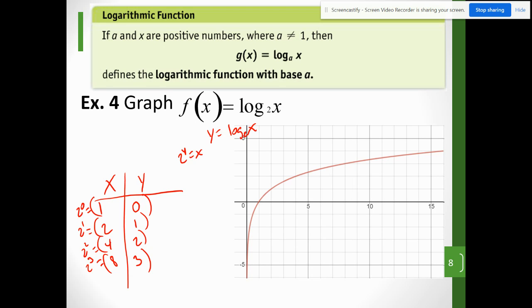That's how my graph would look. Because look, I have the points there: (1, 0), (2, 1), (4, 2), (8, 3). Right? I can continue. So I want you guys to see this. When my base is more than 1, in this case 2, look, my graph is going to be going as if it's going up. One important point I want you guys to see, though: it crosses the point (1, 0).